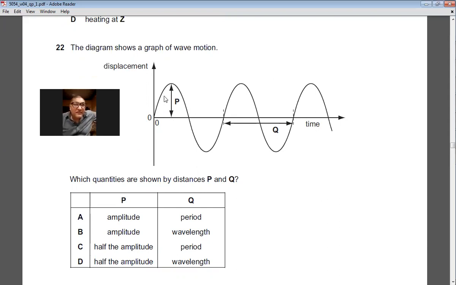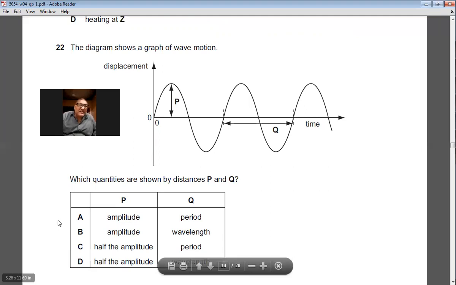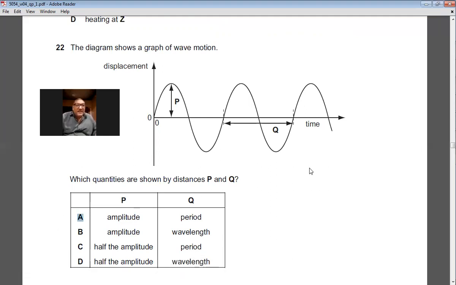This P is the amplitude. And this represents the time period. So P is the amplitude and Q is the time period. So A is the choice. Have a good look. A is no doubt the answer. Question number 22, A is the right answer, sir.